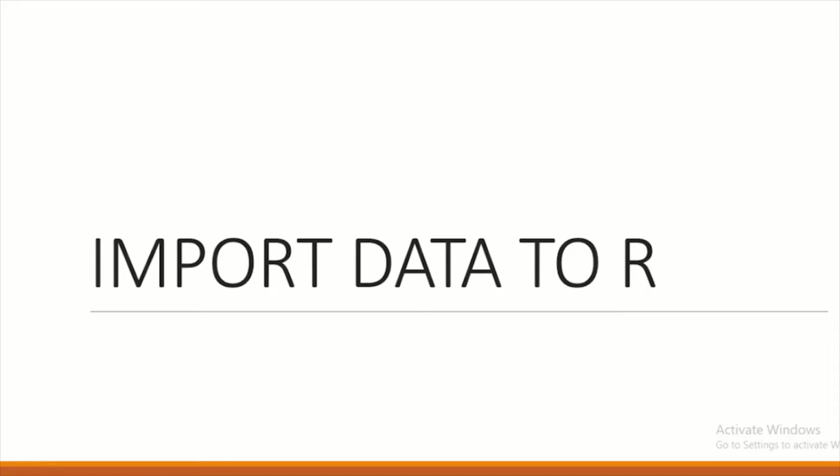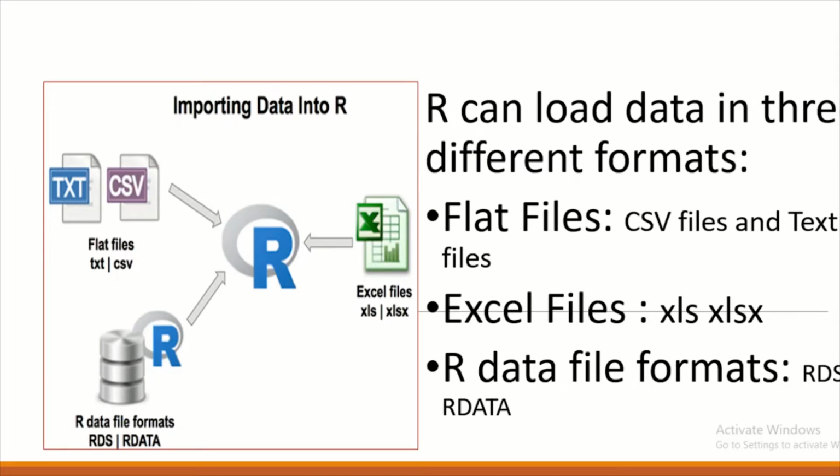Hello, this is Daisy. In this video, I show how to import data into R. To import data, various data formats are available. R can load data in three different formats: flat files, Excel files, and R data file formats. Flat files include CSV files and text files. Excel files include XLS and XLSX extensions, and R data file formats include RDS and RData.